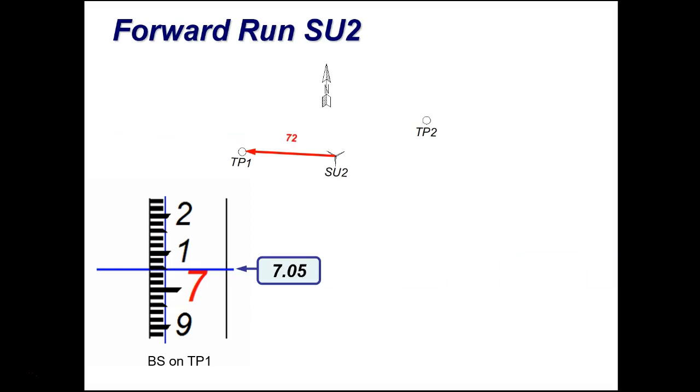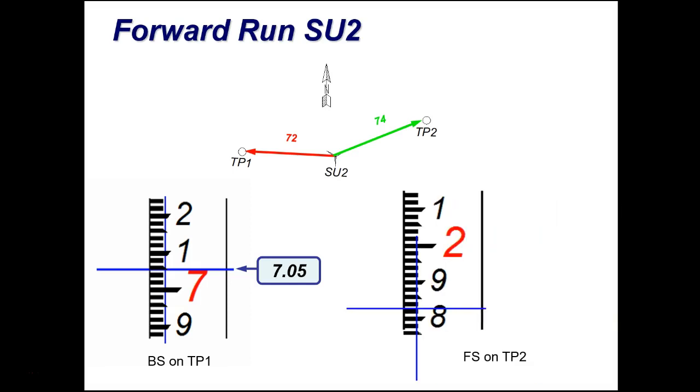We pace it as we walk with our rod, because our next rod level is going to go over to turning point 2. We pace that as well. So now we're taking a foresight onto that rod that's at turning point 2, and we have a reading there of 1.82.